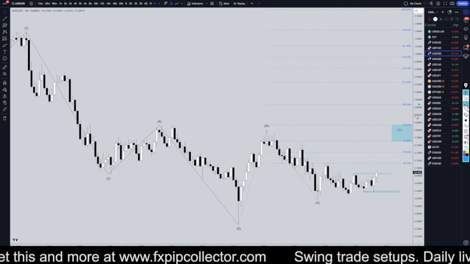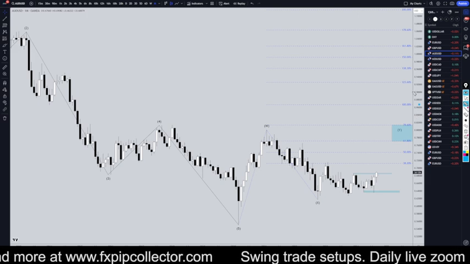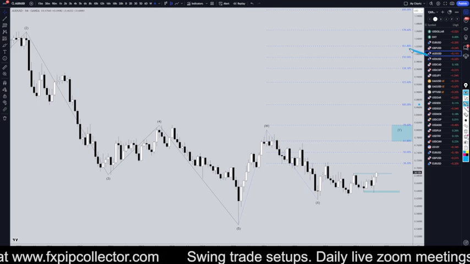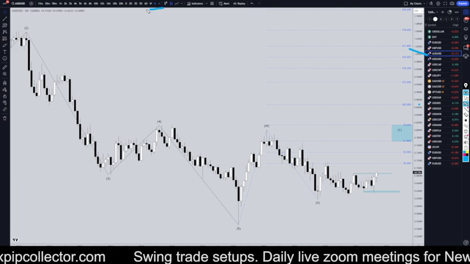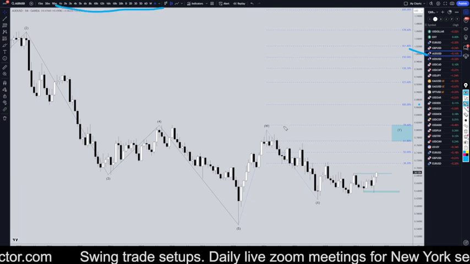Today is Friday, September 27th, and I'm going to be analyzing the Aussie US dollar, starting on the monthly, working my way all the way down to the 1 hour time frame.